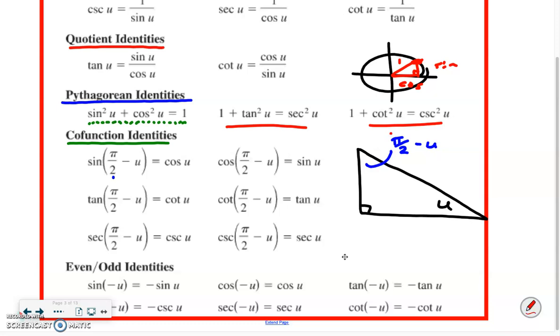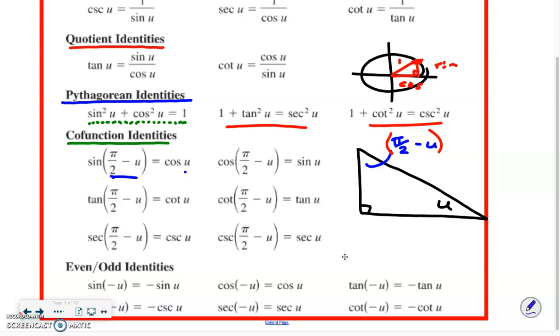And as long as we start to recognize that that's all that we're saying, that if the first acute angle is u, the other one's going to be pi over 2 minus u, then it starts to make a whole lot more sense. All that we're saying is the sine of the other angle is equal to the cosine of the current angle. I like the picture better.